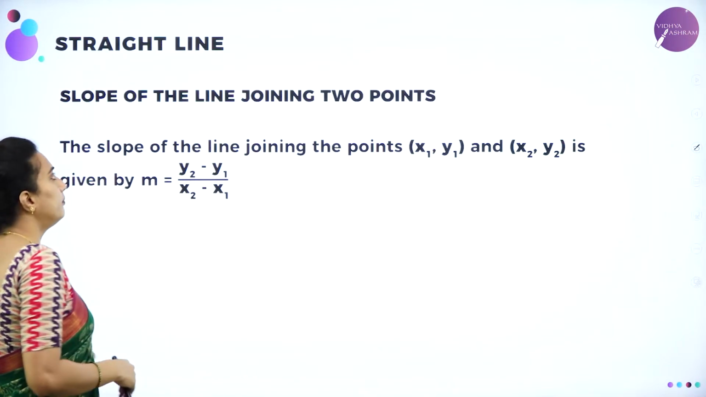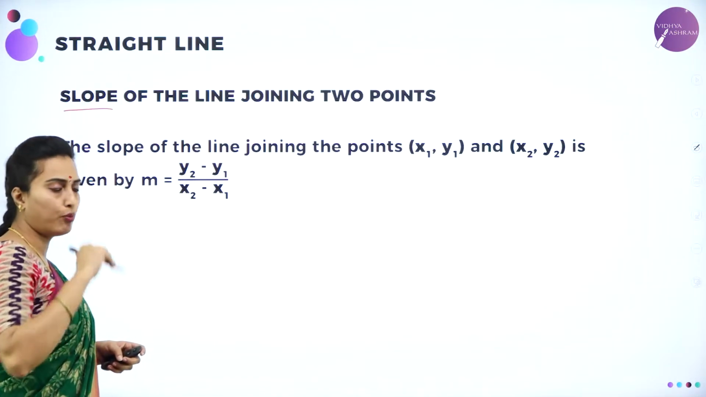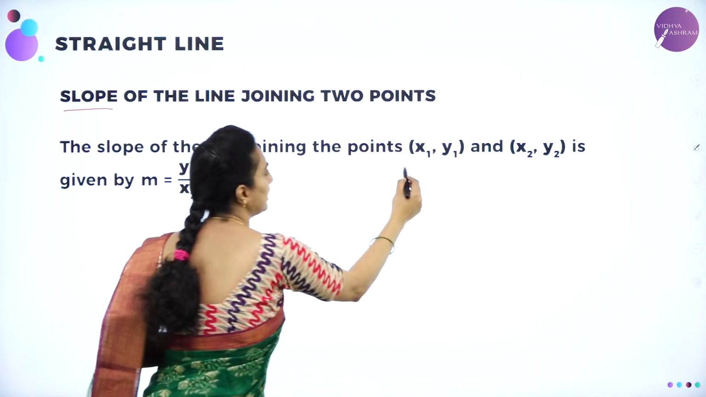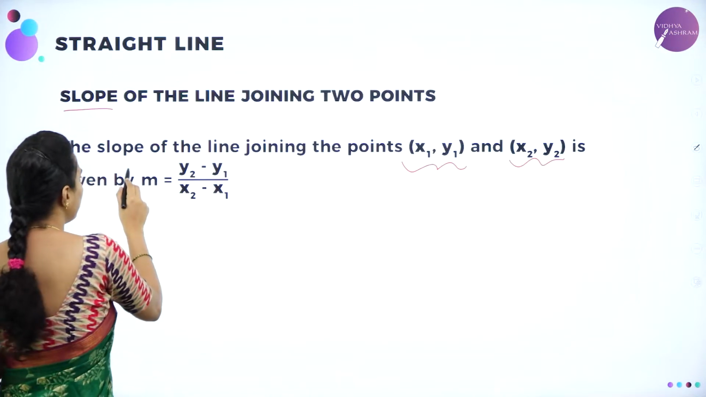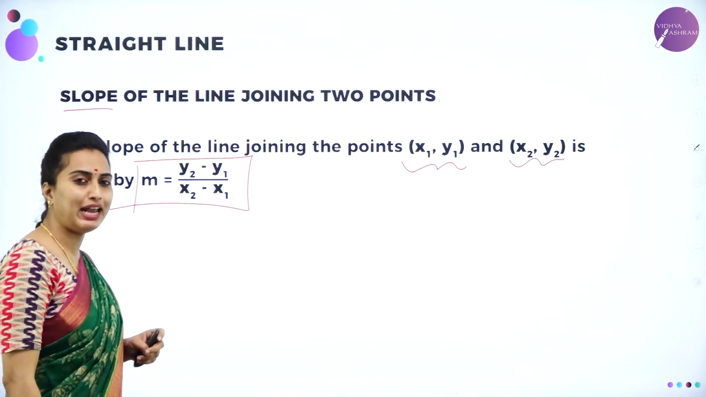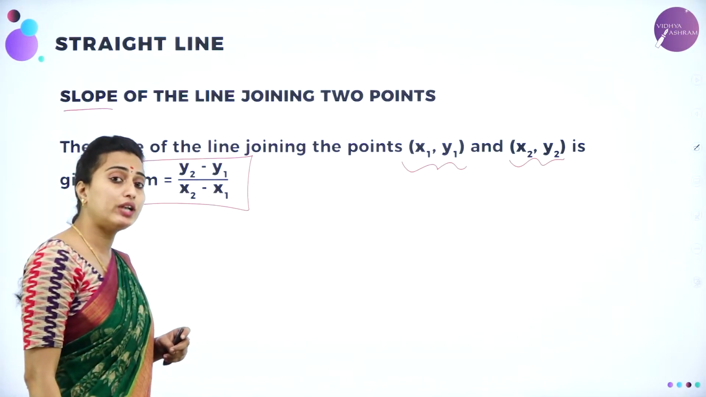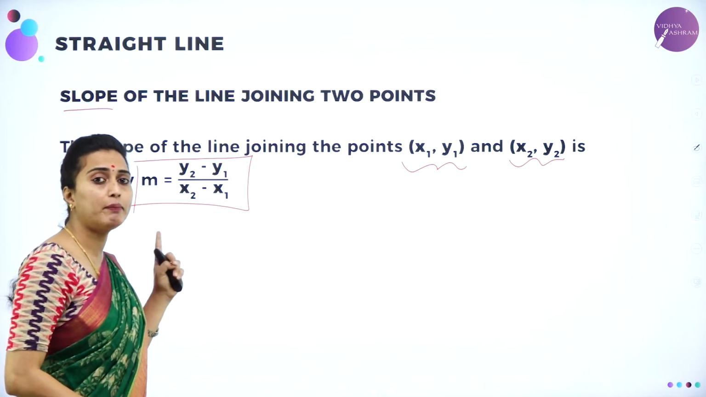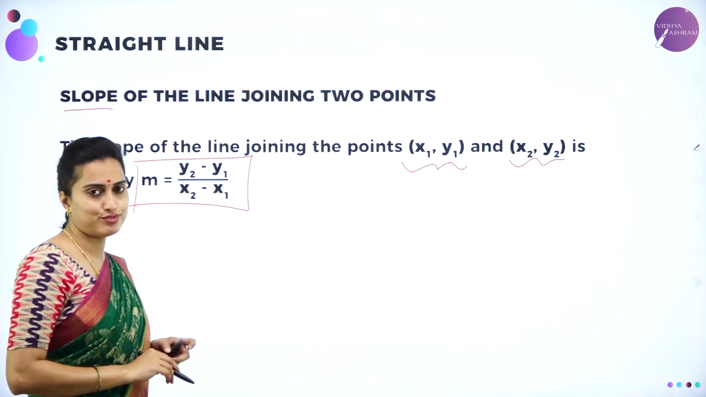Now, we have the formula for the slope of a line joining 2 points. Taking the two points as x1, y1 and x2, y2, the slope of the line joining them is given by m is equal to y2 minus y1 divided by x2 minus x1. If theta is given, m is equal to tan theta. If 2 points are given, m is equal to y2 minus y1 divided by x2 minus x1. This you have to remember to solve the problems.